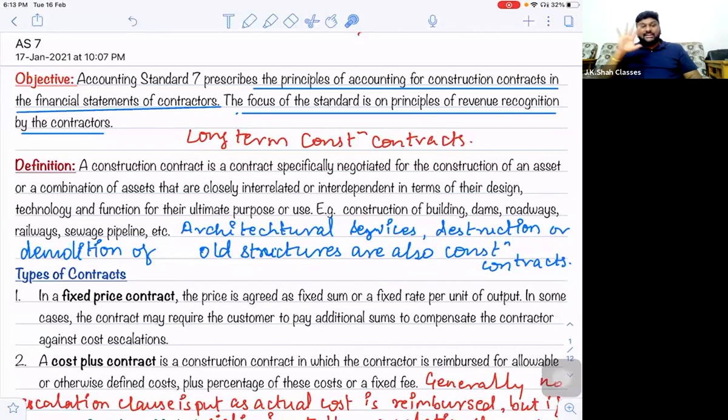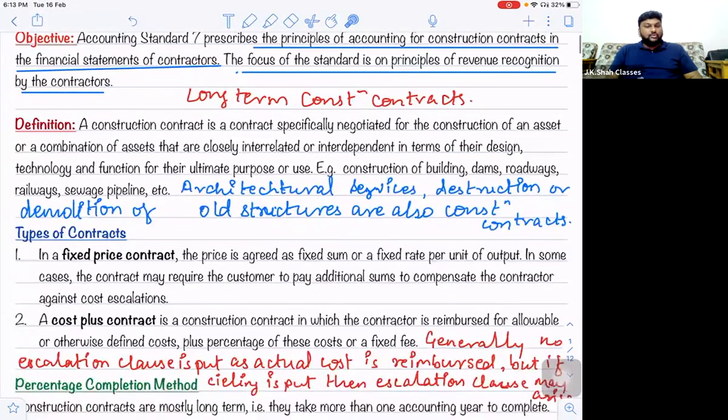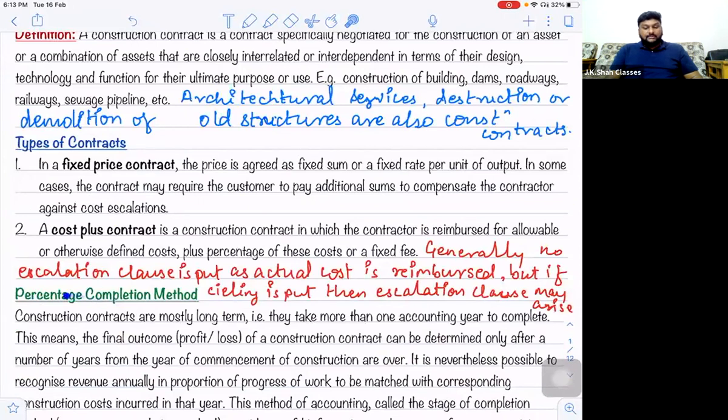So technically, the biggest problem is the recognition of revenue when the contract period is so long. And that is the only reason why this accounting standard, AS7, is made. Because here, a very simple concept is used for recognizing the revenue, that is the percentage completion method. We'll be talking about this in the next 5 to 10 minutes.